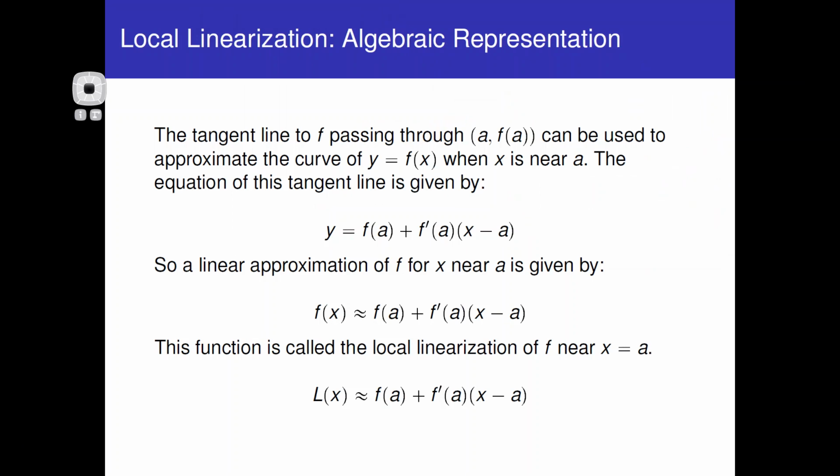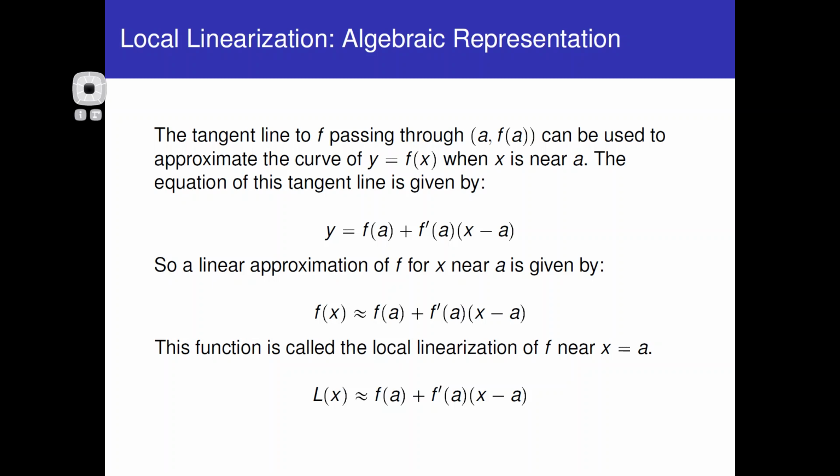The tangent line to f passing through the point (a, f(a)) can be used to approximate the curve of f(x) when x is near a. So in other words, when we're in a local neighborhood around some point a, which is why it's called local linearization, we can find the tangent line and just use it to approximate the curve. The equation of the tangent line is given by y = f(a) + f'(a)(x − a).